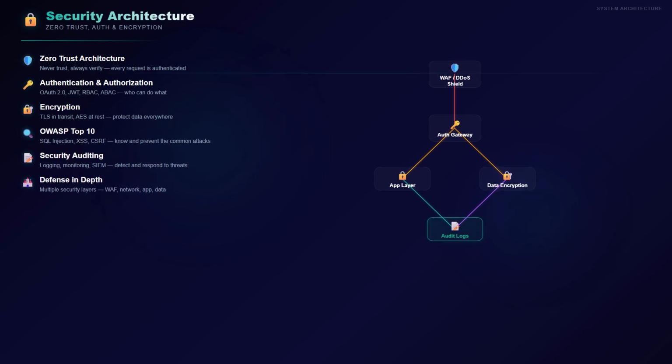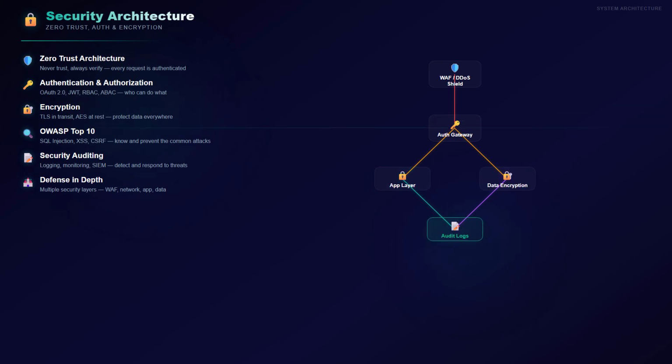Security architecture is not optional. It's a core responsibility of every system architect. Let's cover the essential security patterns you must know. Zero trust architecture means never trust, always verify. Every request is authenticated and authorized, even within your internal network. Don't assume that traffic from inside your VPC is safe.